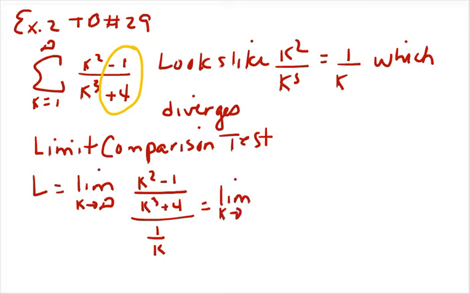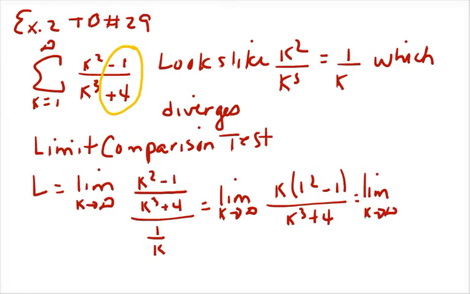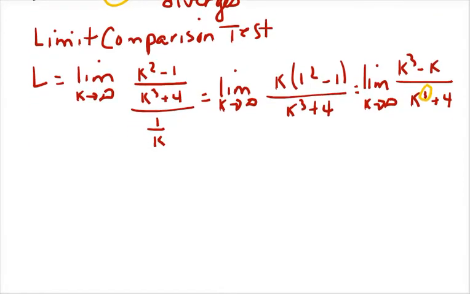Algebraically reducing this, you get k times k squared minus 1 over k cubed plus 4. So let's look at that limit. The best way to approach this limit is by dividing through by the highest degree term in the denominator. Let me just distribute in that term. The highest degree power in the denominator is 3, so we're going to divide everything through by that.